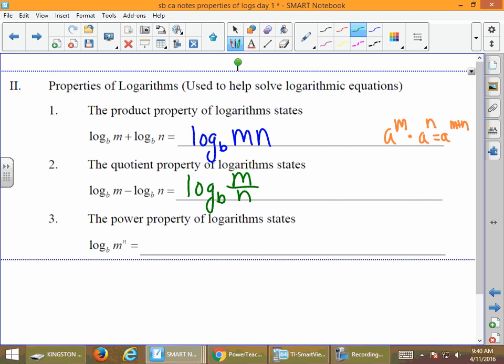And then thirdly, we've seen this already. When we have an exponent, we can bring that exponent out and make it a coefficient. By the way, this works both ways. If we have log base b of mn, we can expand it to this, or we can have it written like this format and we can condense it. And that works for all of them.